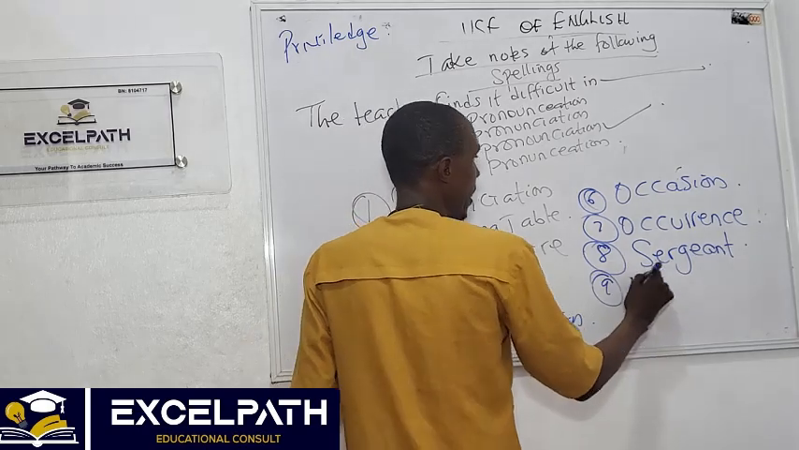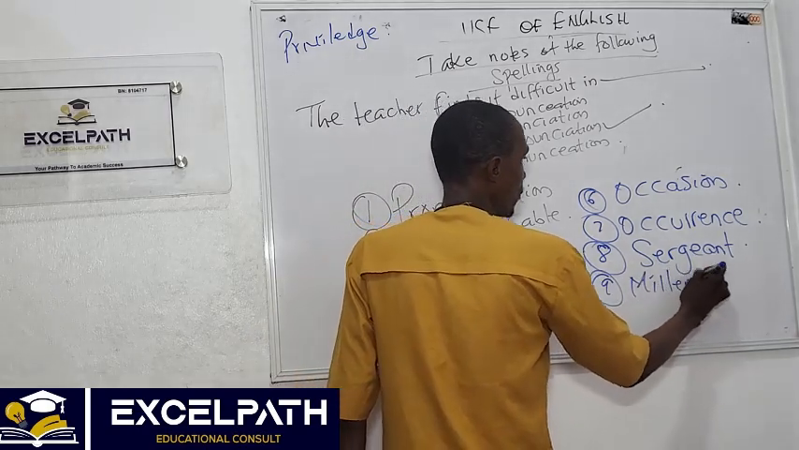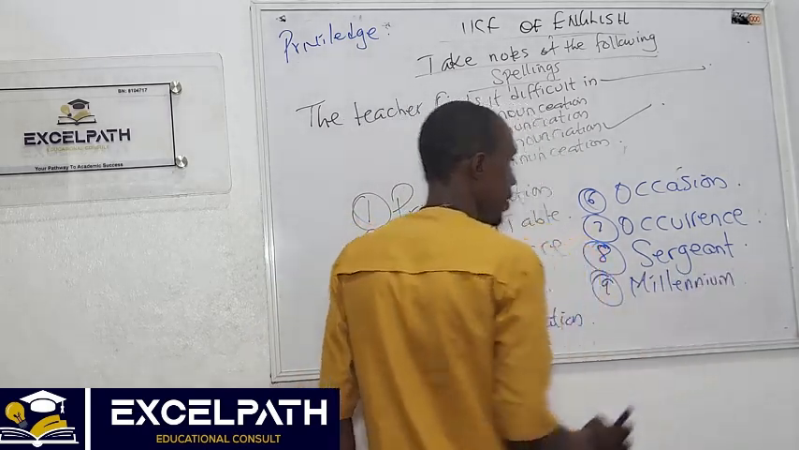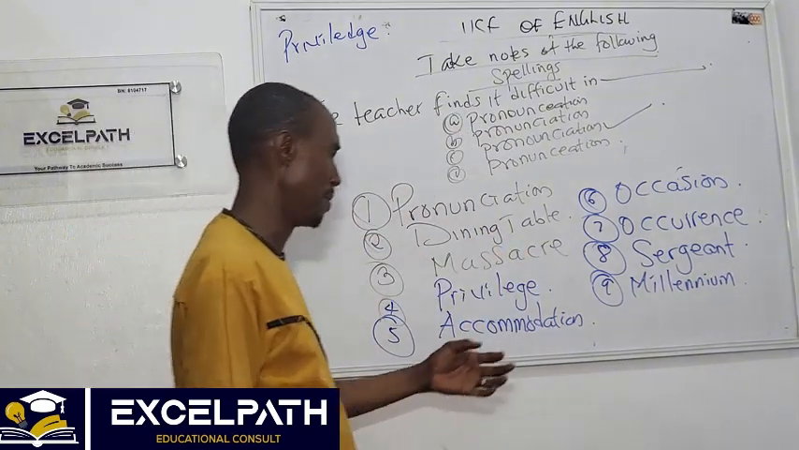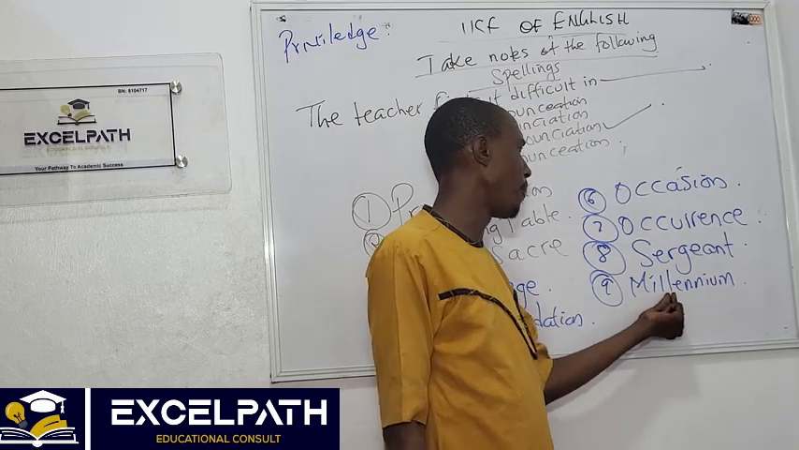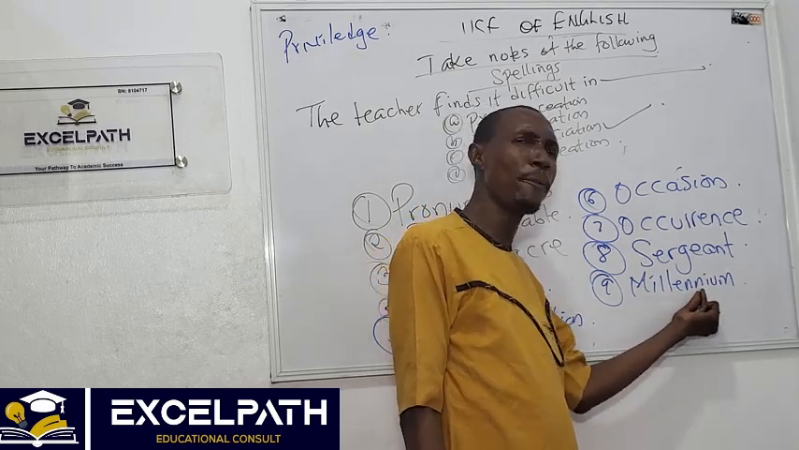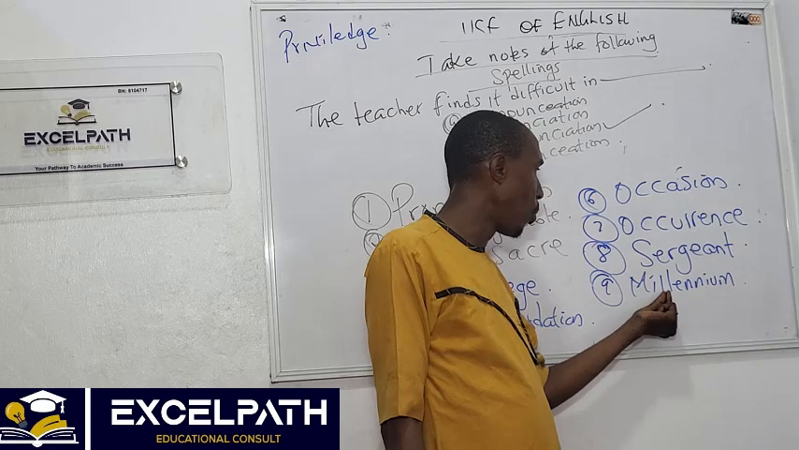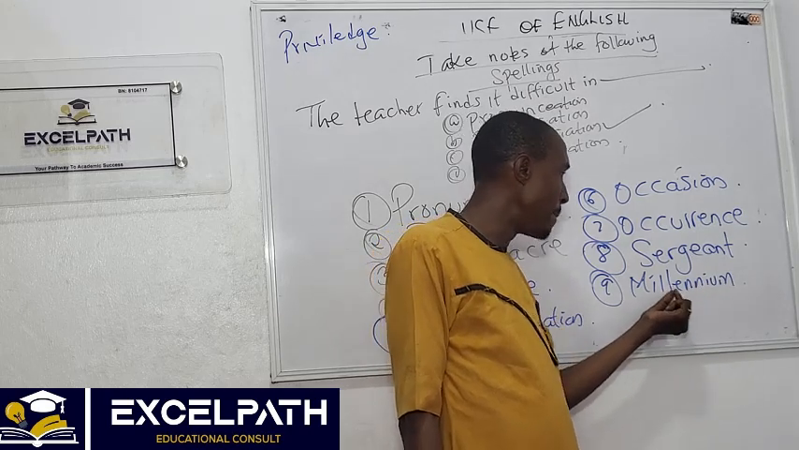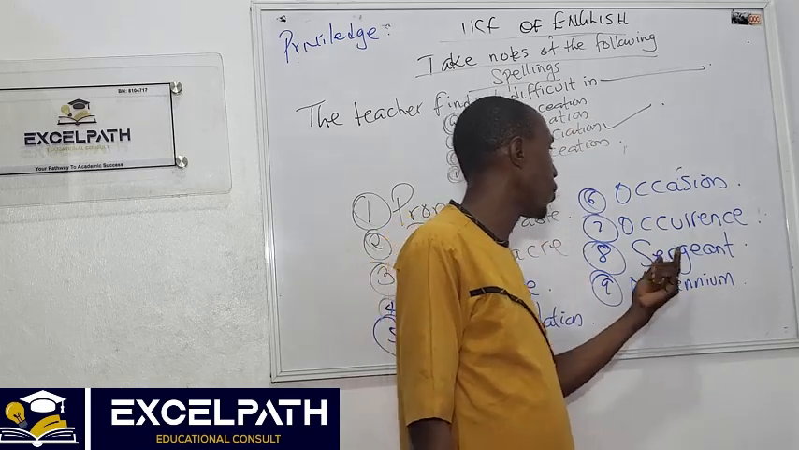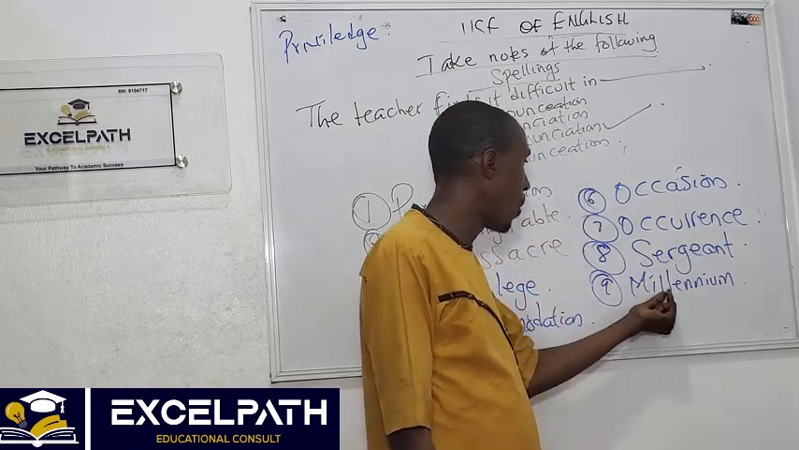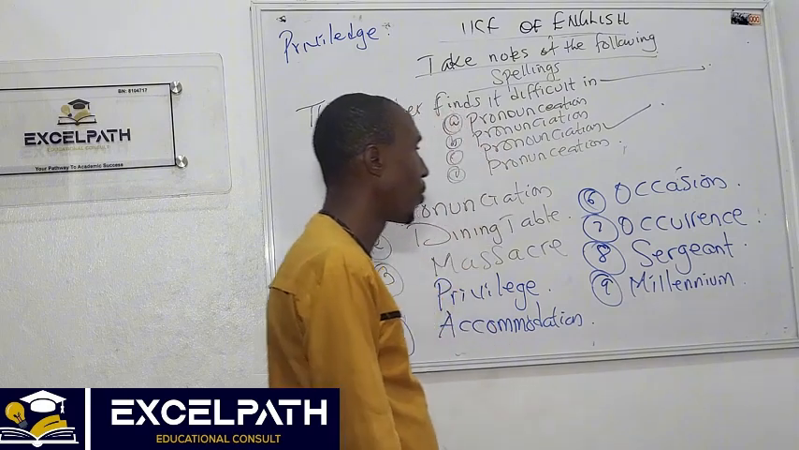Then number 9 is millennium. How to spell the word millennium? Millennium is double L, double N. Double L, double N. Millennium. It is not one L, neither is it one N. It is double L and double N.